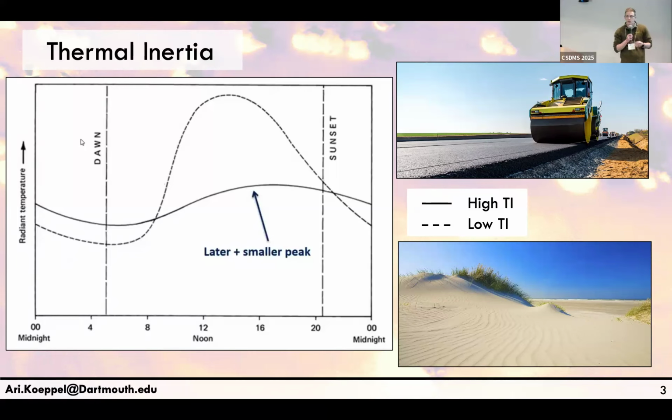An example of a high thermal inertia material would be like asphalt or bedrock. It tends to stay warm through the night. An example of low thermal inertia material would be like loose sand in a sand dune where it gets really hot in the middle of the day, but cold at night.